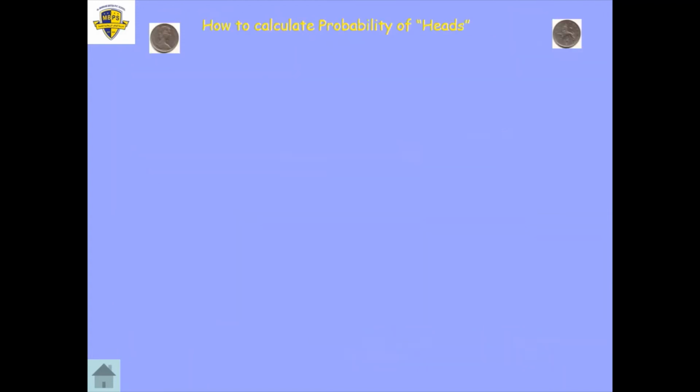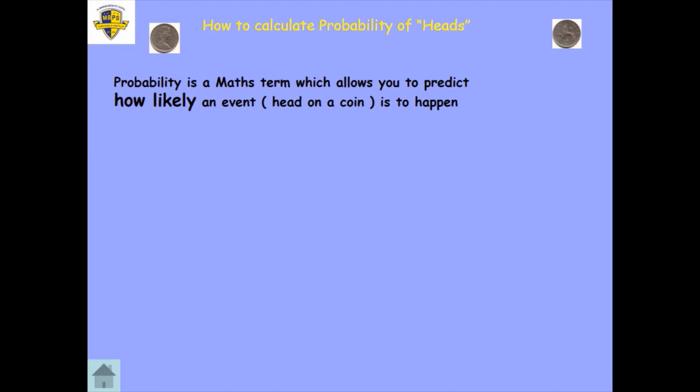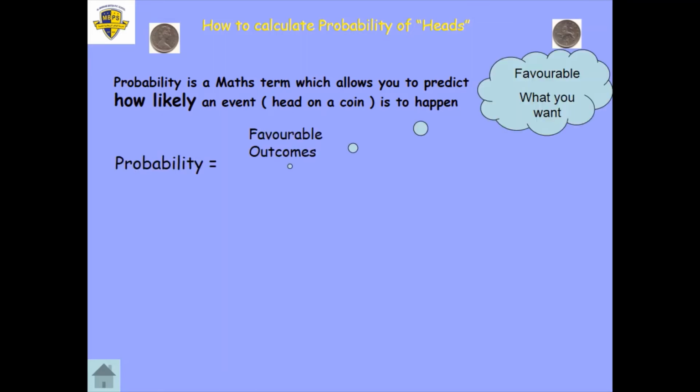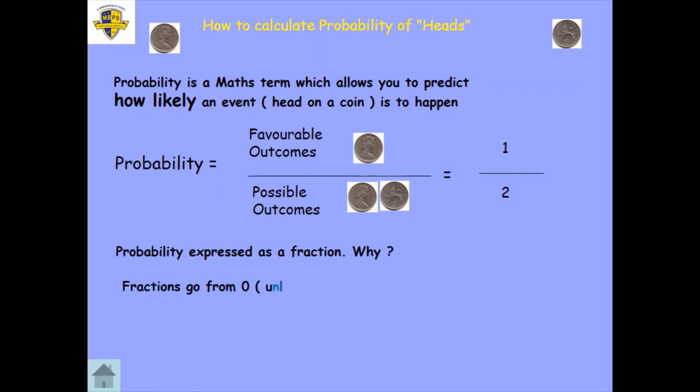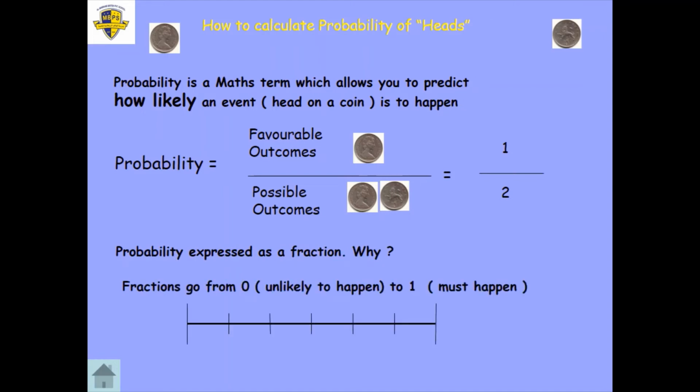Here we have how to calculate the probability of heads. Probability is a math term which allows you to predict how likely an event is to happen. Here we have head on a coin. So, we know that probability is favorable outcomes. Favorable means what you want. What I want here, head. To the possible outcomes, what could happen? I can get head or tails. So, the probability of head is 1 to possible outcomes, 2. Probability expressed as a fraction.